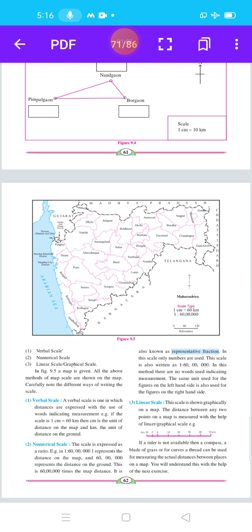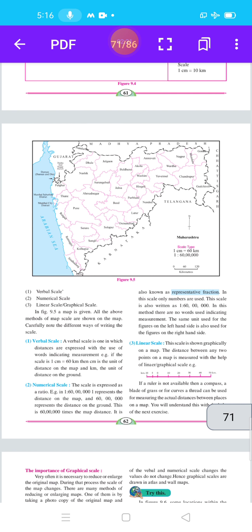Which are the above methods: verbal scale, numerical scale and linear scale. Linear scale means graphical scale also. First is the verbal scale. Verbal scale is one in which distances are expressed with the use of words indicating measurement. Example, if the scale is 1 centimeter is equal to 60 kilometers, then centimeter is the unit of distance on the map and kilometer is the unit of distance on the ground.